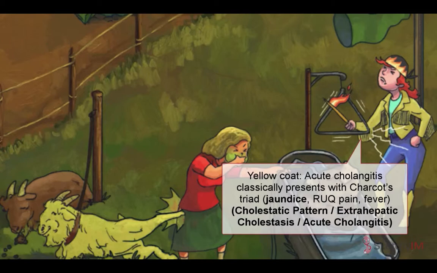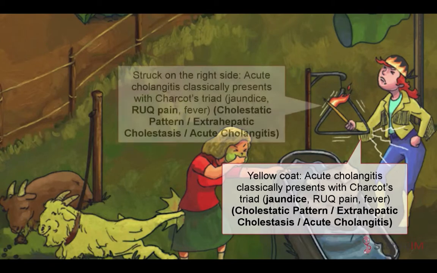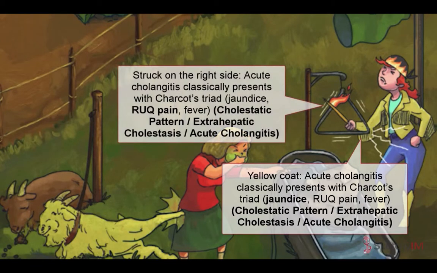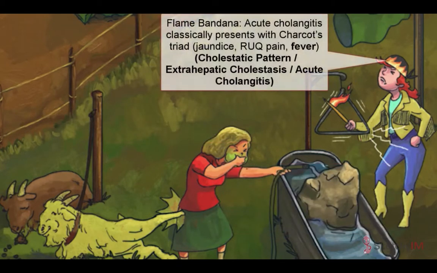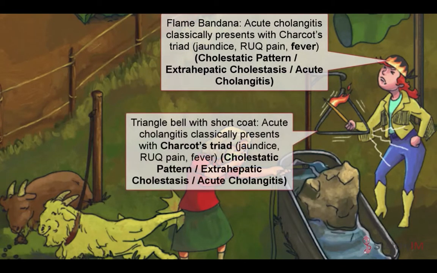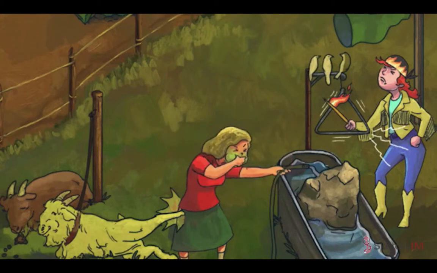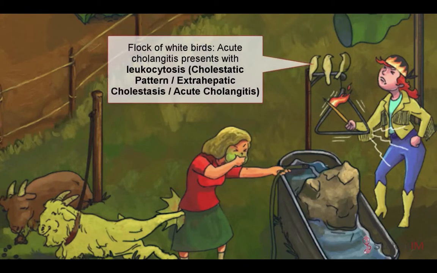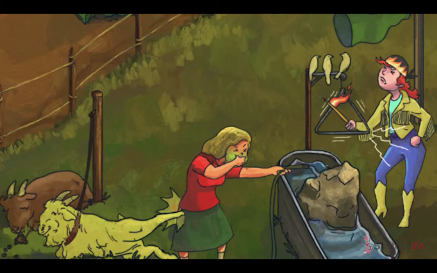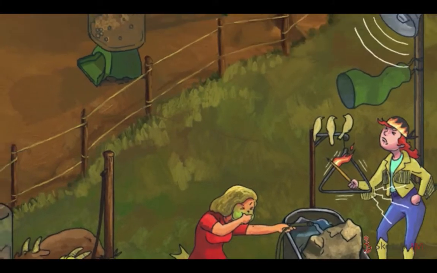Acute cholangitis classically presents with three findings, a triad, if you will: jaundice, right upper quadrant pain, and fever. This combo is referred to as Charcot's triad, represented by the triangular dinner bell and fashionably short coat. Not surprisingly, acute cholangitis often presents with leukocytosis, a sign that distinguishes it from all other cholestatic disorders. So we've drawn in a few elevated leukocyte white birds. Abdominal ultrasound may demonstrate biliary dilation, or, if you're lucky, more specific signs of the underlying etiology.